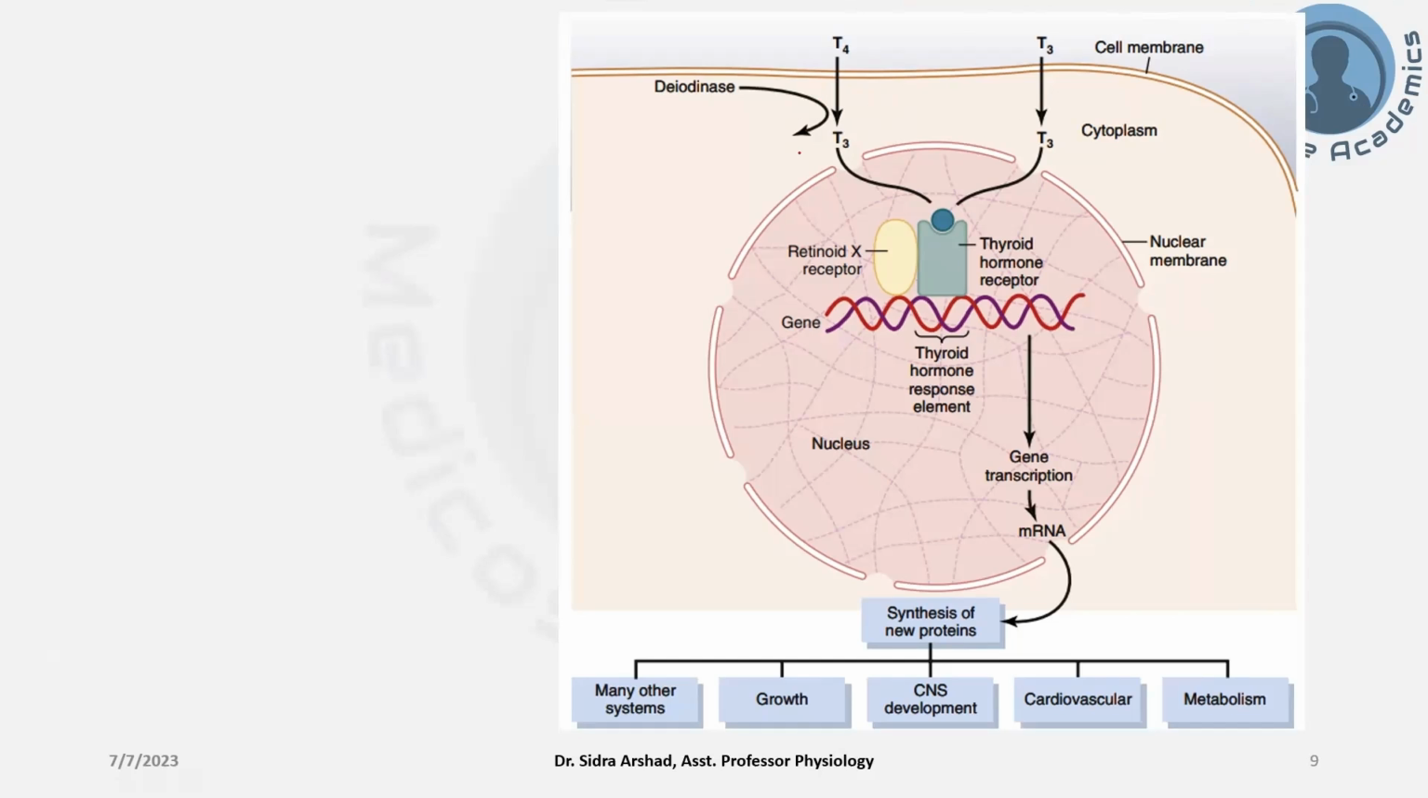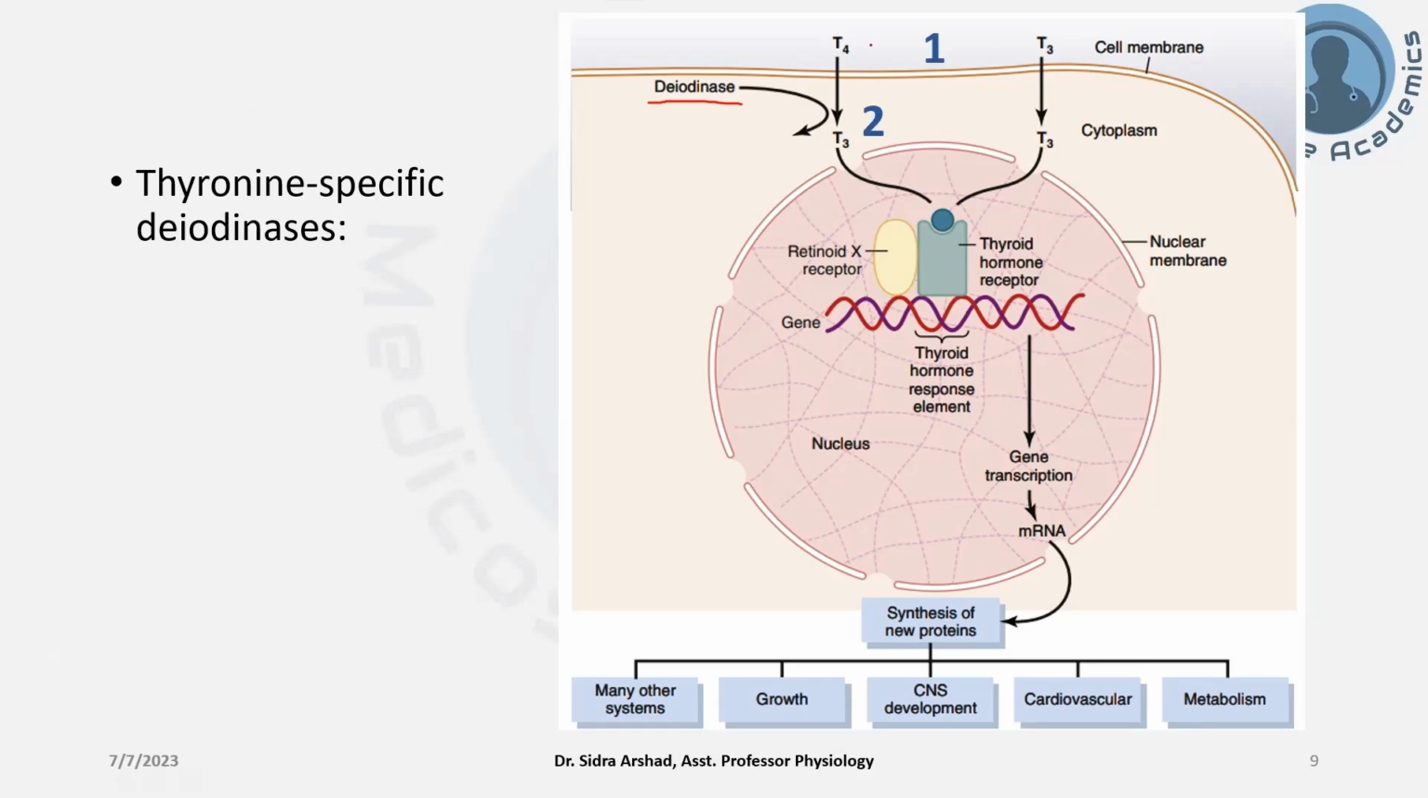Once they are present inside of the cytoplasm, there are certain transporters involved over here. As you remember, T3 is the main active hormone, the most potent one, which actually binds to the receptors. So the T4, which was in greater amount in the circulation as it was released by the thyroid gland in greater amounts, has to be converted into T3. It is established by these deiodinase enzymes.